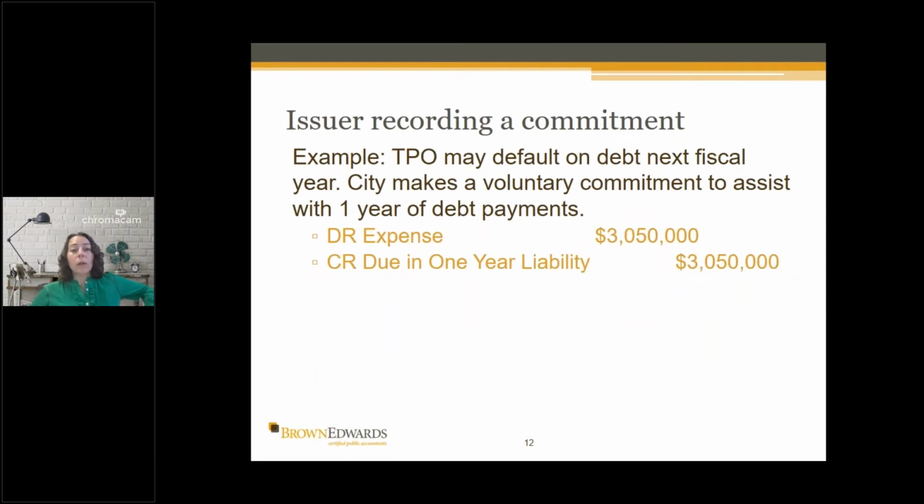So if you are recording a commitment, then here's an example here. You would debit expense, of course, and then you would credit due in 1 year liability, let's say for $3 million. This is just an example. If it's multiple years that you've committed to, then you're going to do credit due in 1 year and then due in more than 1 year liability. You would break the liability up.